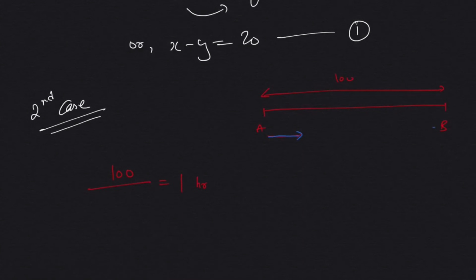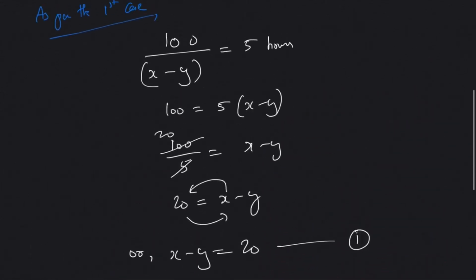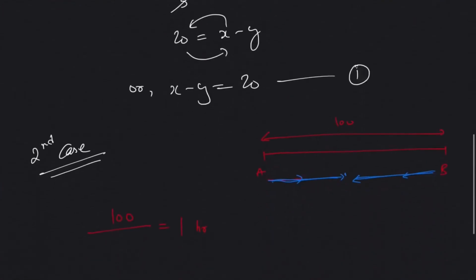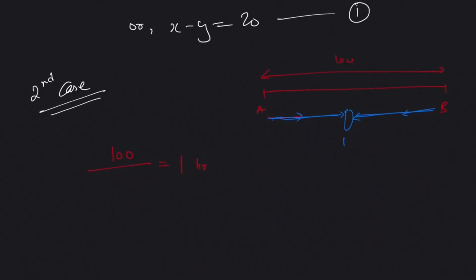So A goes in one direction, B goes in the other direction. Definitely the time taken will be less, because B is coming in the opposite direction. In the first case, both move in the same direction, and the faster one gradually catches up with the slower one, so it takes more time. That's why it says 5 hours. Only when they move in the same direction do they meet later; here, definitely they will meet in 1 hour.